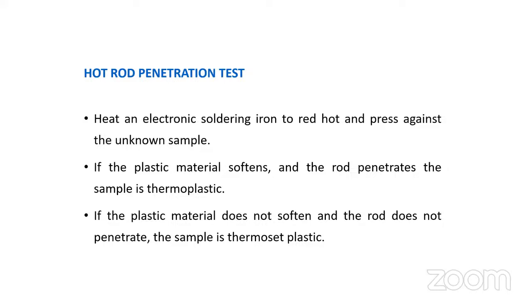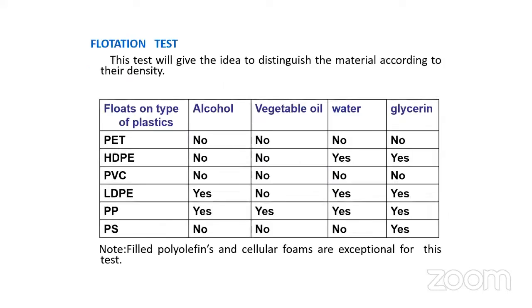So next is the main basic technique to identify plastic materials, which is the flotation test. All polymers have different densities, so this test gives an idea to distinguish the material according to its density. What can we do in this case? It is the flotation of the polymer in different types of liquids.